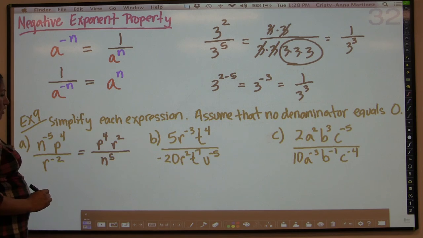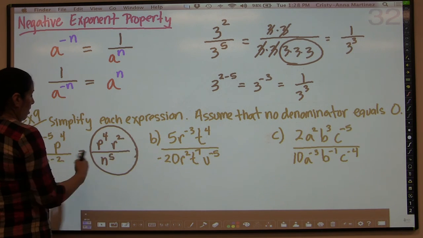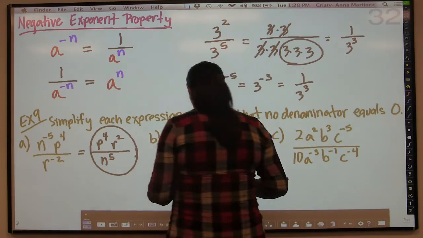So we have p to the fourth, r squared, n to the fifth. And we don't have any variables to combine anything. So then we're going to move to part B.